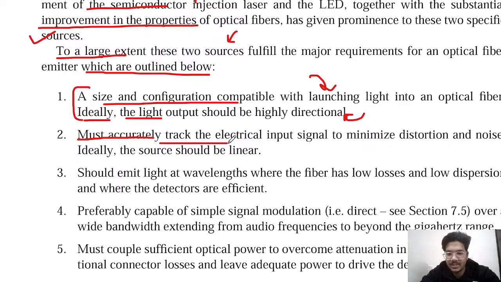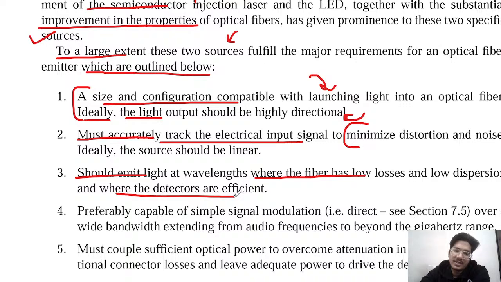It must accurately track the electrical input signal to minimize distortion and noise. Ideally the source should be linear, and should emit the light at a wavelength where the fiber has low losses and low dispersion, and where the detectors are efficient.